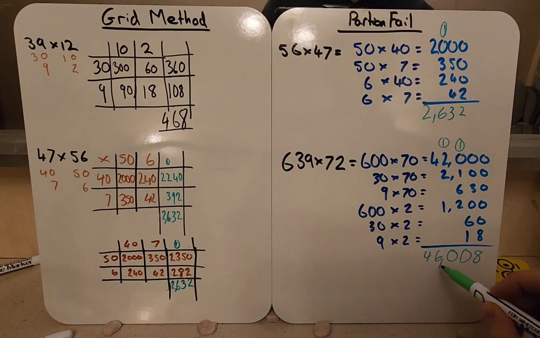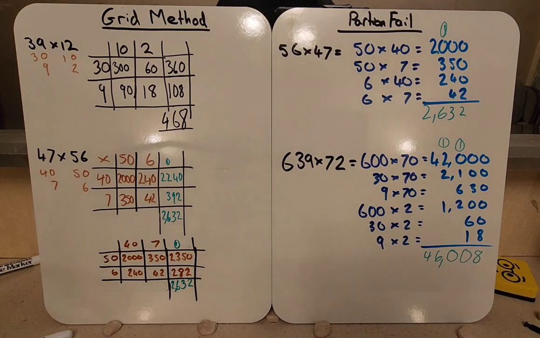Okay, so that's 46,008. And to write this out, it just takes quite a bit of time, and it might be easier to do using grid method.